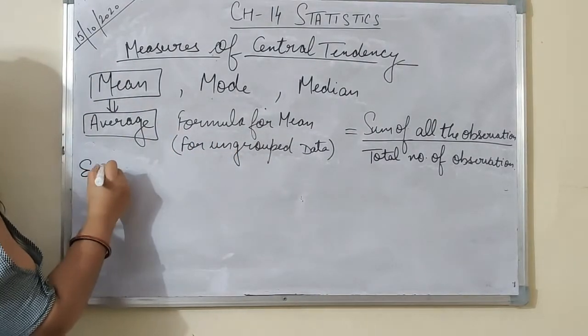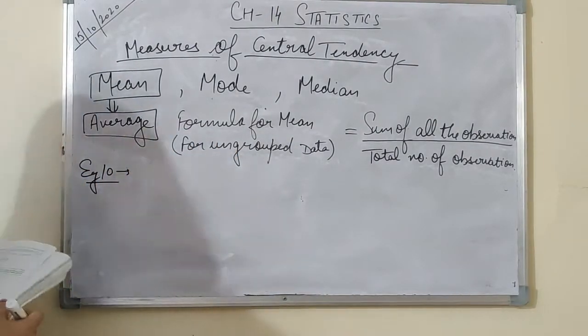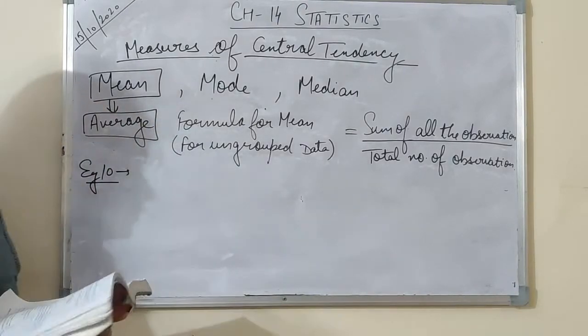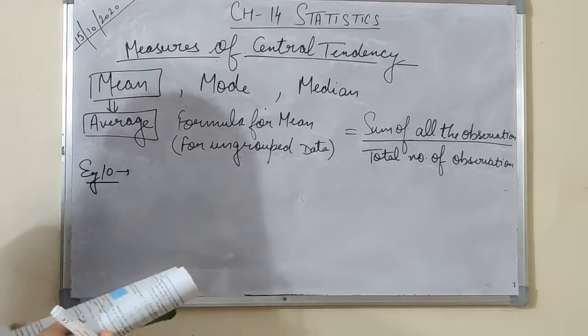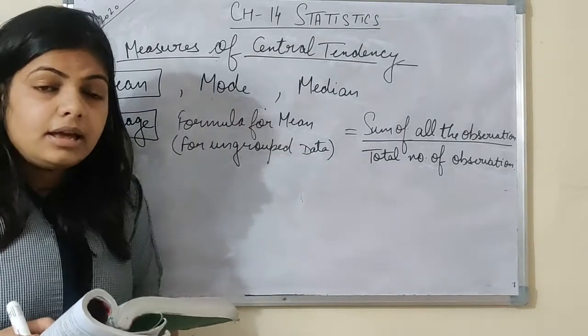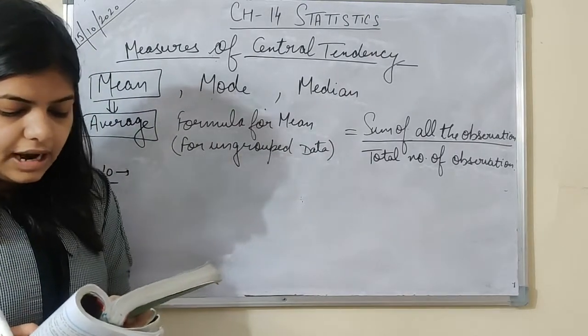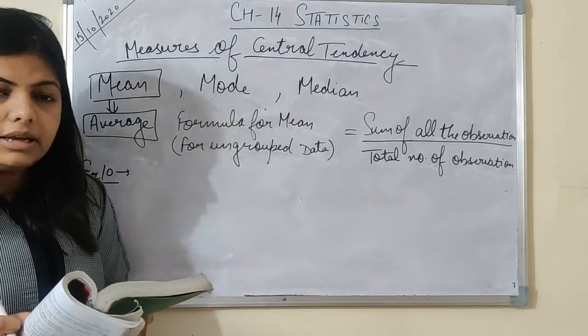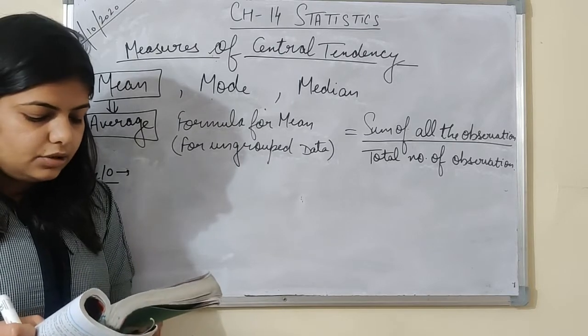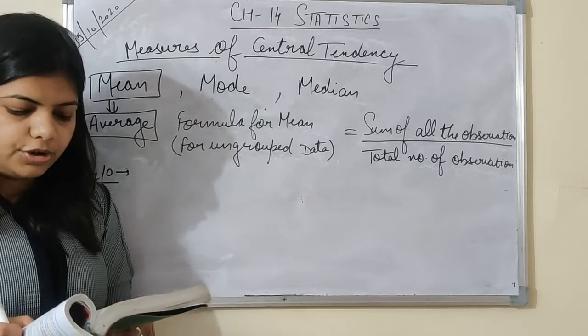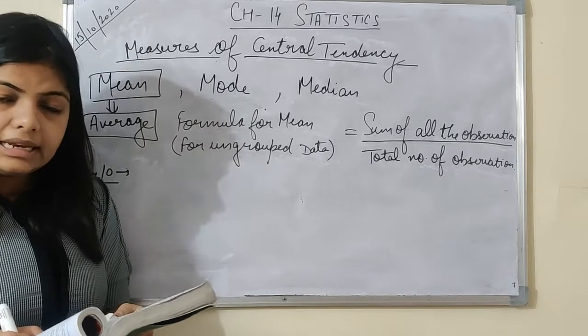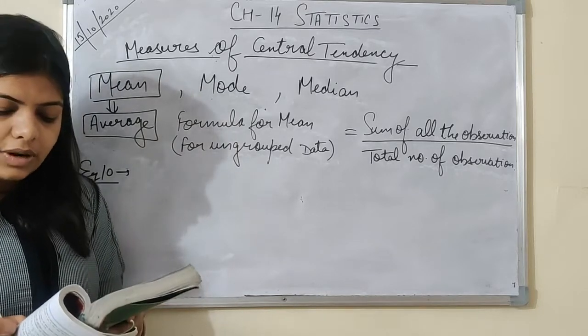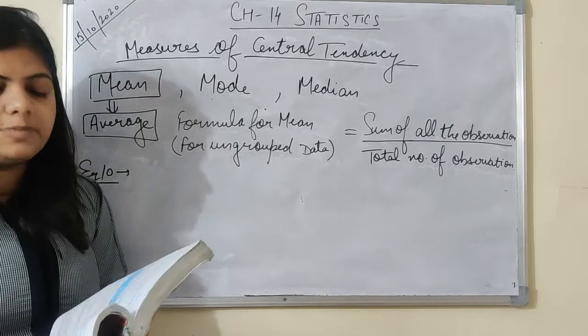I am taking one example from the book. This is example number 10. You can check in your book also. It is written that 5 people were asked about the time in a week they spent in doing social work in their community. They said 10, 7, 13, 20 and 15 hours respectively.